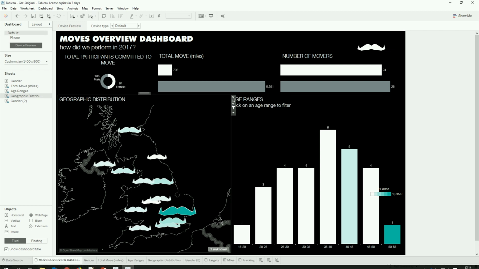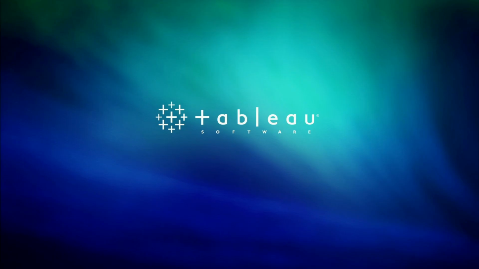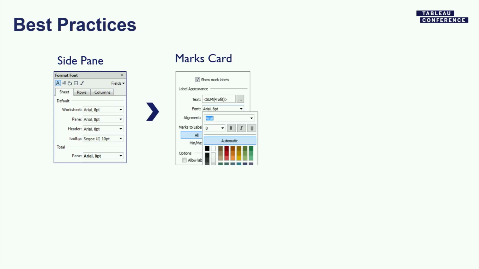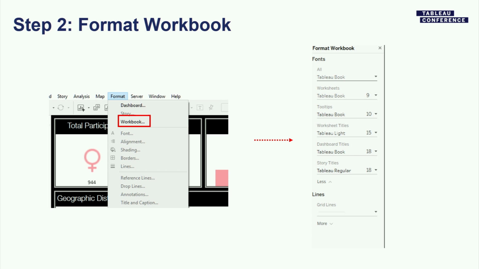All right, let's head back to our presentation and see where we've gotten so far. Go through that again. So we started by bringing in an image into the dashboard, and then formatting from highest to lowest by first starting with formatting our dashboard. Then we edited the rest of the text and lines by formatting the workbook through the side pane.